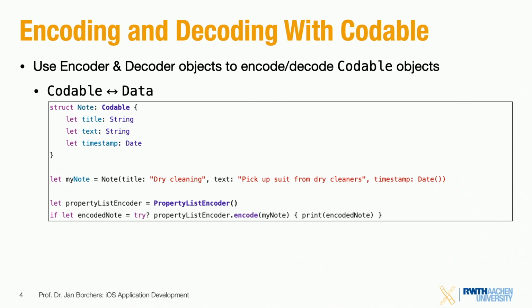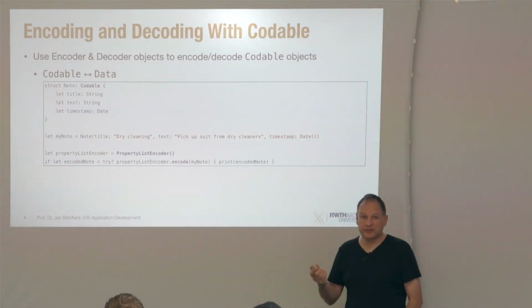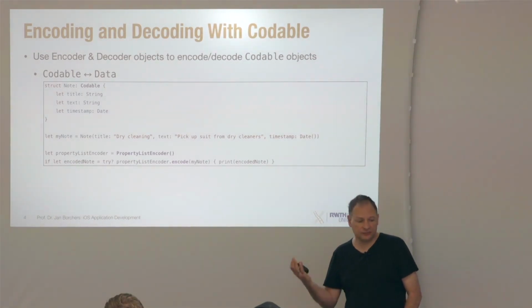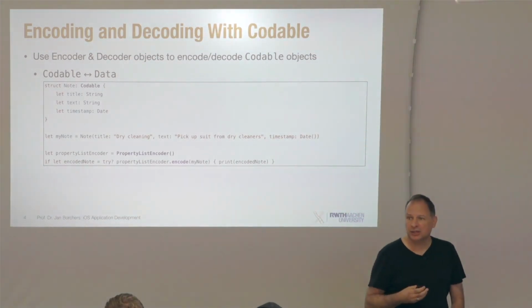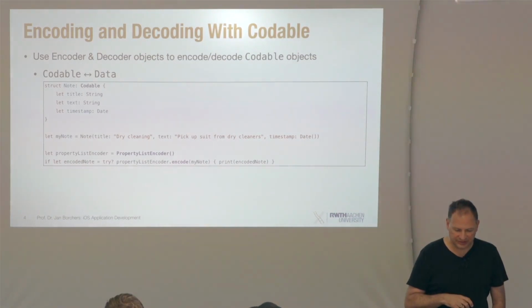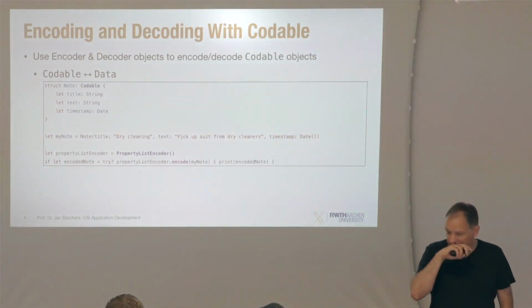Does anybody know why that works? Why do we not have to write anything except for saying, oh, conform to Codable? Yeah. Maybe because all the properties are also codable? Exactly, right. All the properties are also codable. So Swift can auto-generate that for us, right? And if Swift can auto-generate it, it usually does. It tries to make your job as easy as possible in that respect.